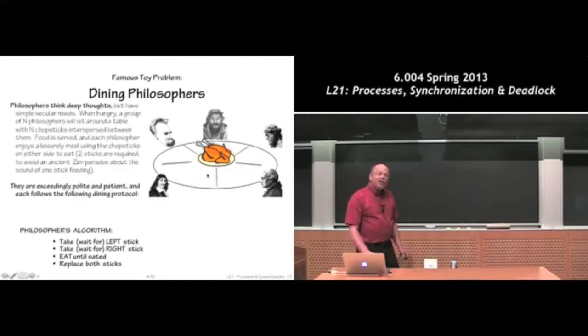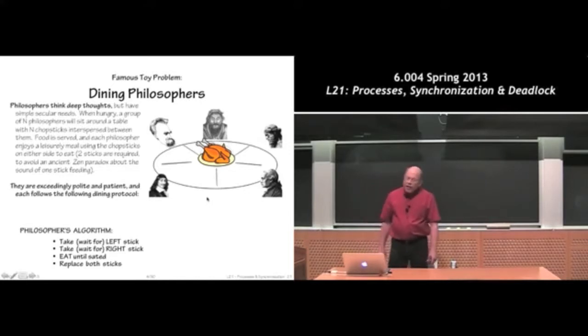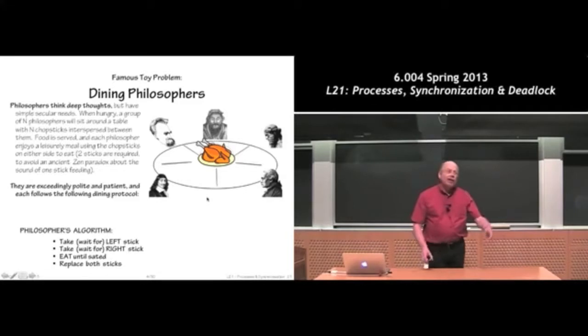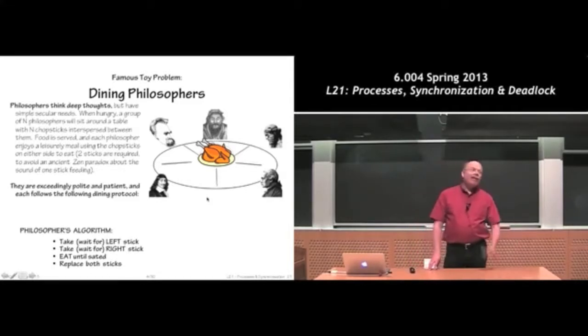So this is sort of the toy problem that you always hear about, the dining philosophers. There's a big table. In this case, it has five philosophers. You should amuse yourself by figuring out who each of the philosophers are. There's five chopsticks. And the goal is that you pick up one. They wait for their left chopstick. They pick it up. They wait for and pick up the right chopstick. And now they can eat.